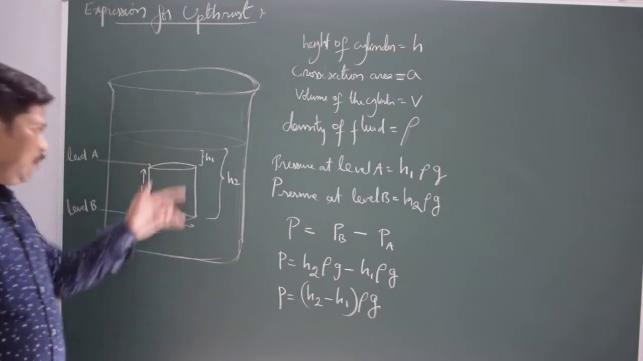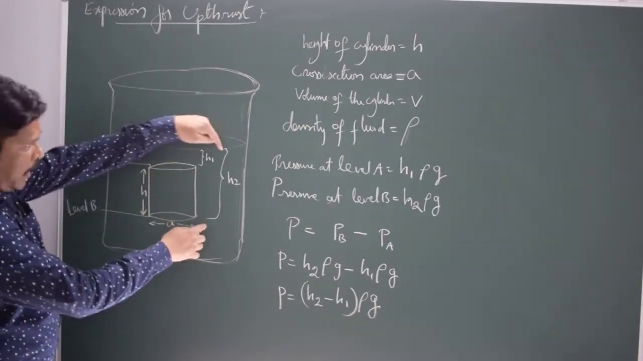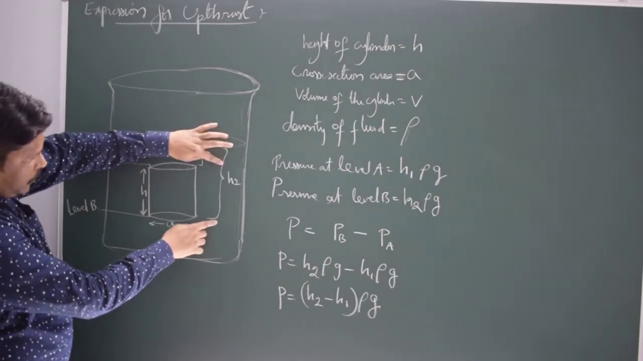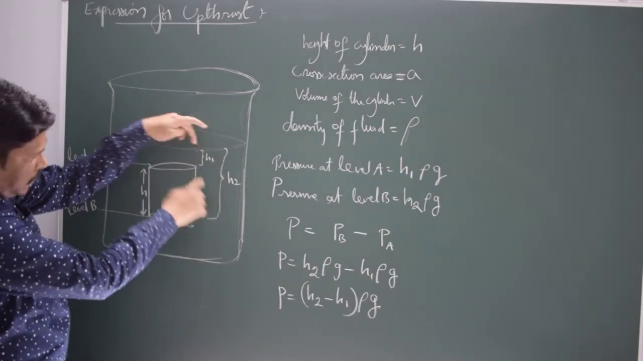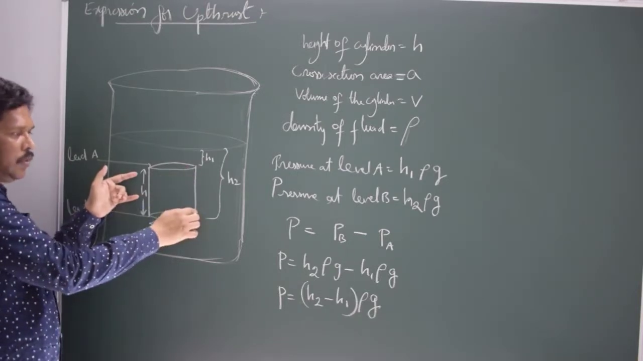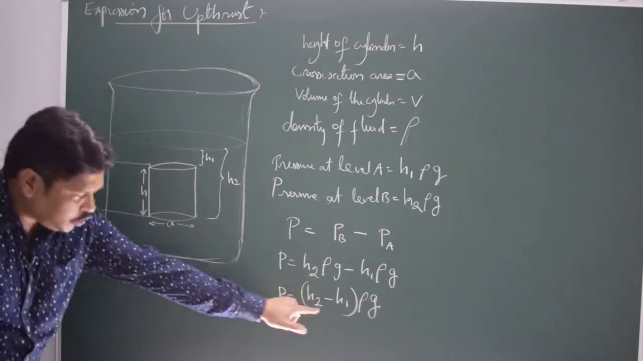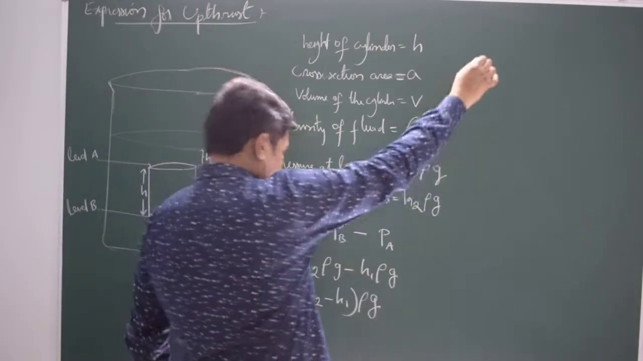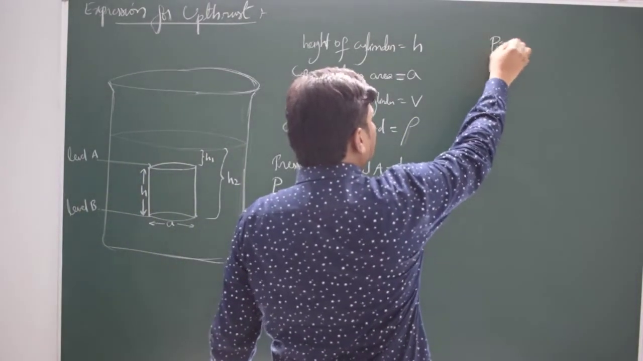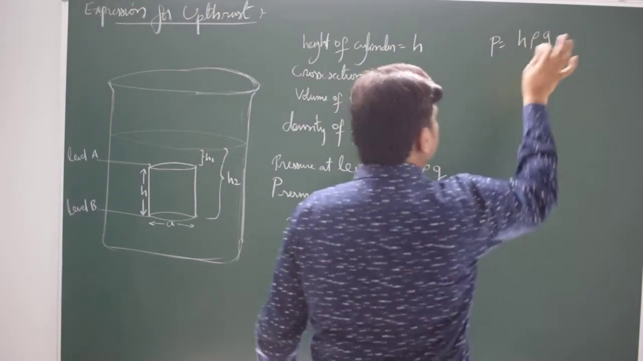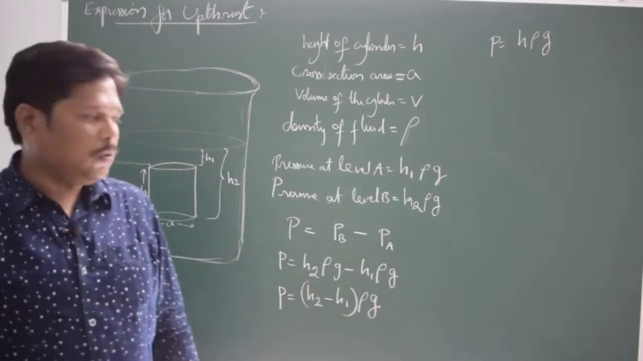Right now we will come to this once again. This is our h2 and this is h1. If you subtract h2 minus h1, the resultant will be exactly the height of the cylinder. So in place of h2 minus h1, I can substitute h. So I am going to write it as pressure equal to h rho g. That is the resultant pressure, h rho g.